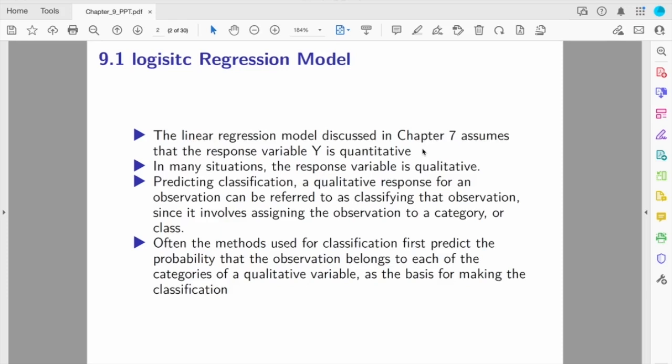In the past, in chapters 7 and 8, we talked about regression problems. When the response variable is not numeric, it's categorical, the problem is called a classification problem. And the methods used for classification first predict the probability that the observation belongs to each of the categories of a qualitative variable as the basis for making the classification. This is exactly what we're going to do.